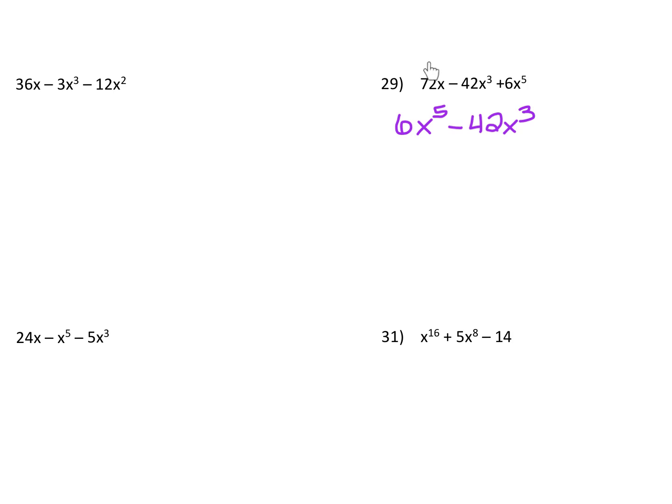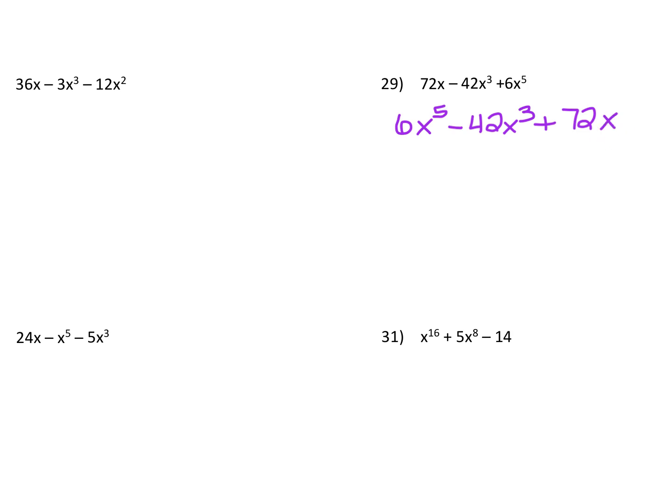And then finally, we have a positive 72x. Okay, so we're going to look and say, well, can I factor out a greatest common factor? And yes, we can. First of all, 6 divides evenly into all of these numbers. And look at this, we could also pull an x out of each of these. Okay, we can't pull out more than 1x because this term only has 1x.